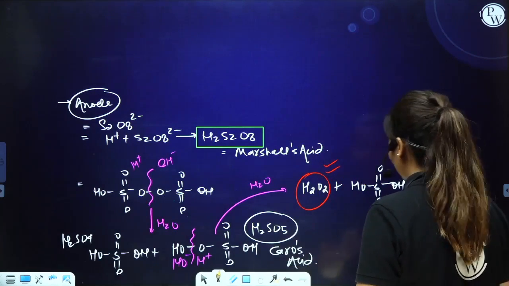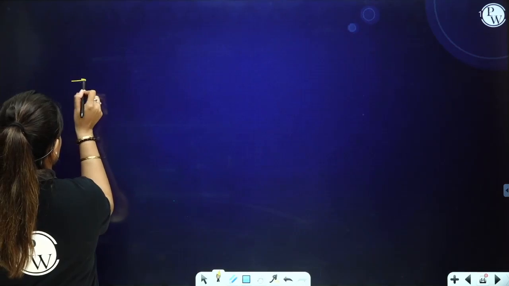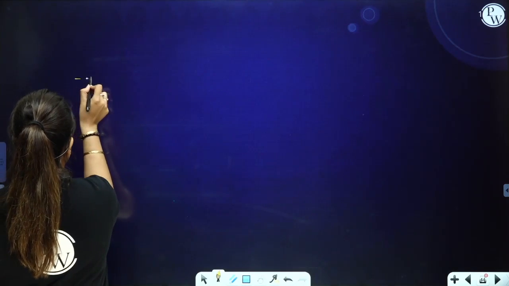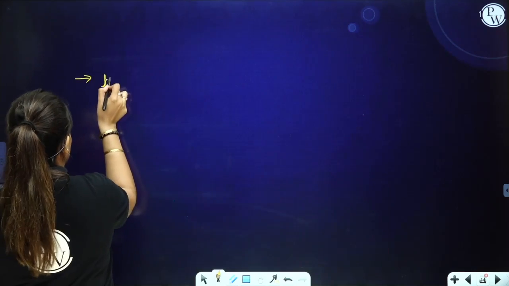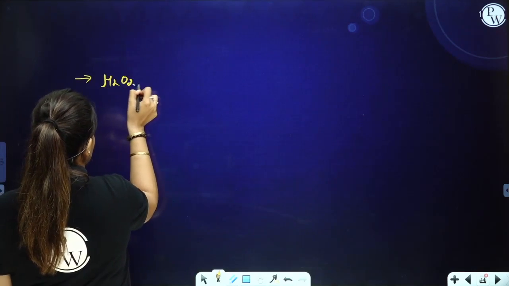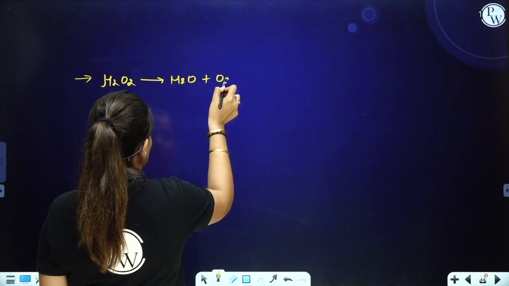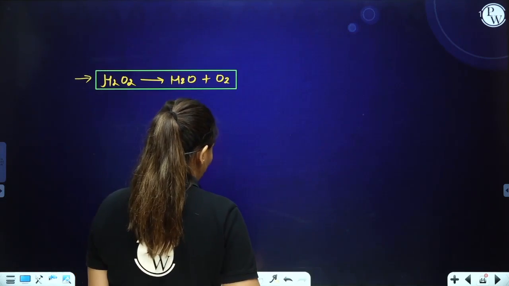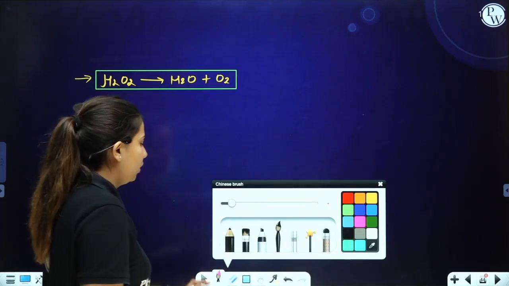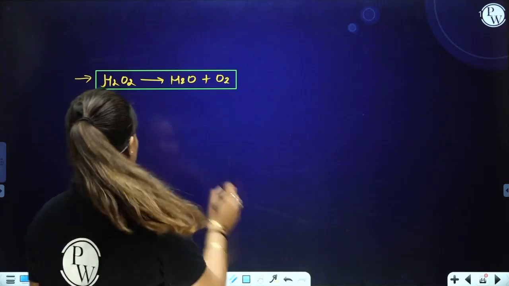Now let's move forward. Another important thing associated with H2O2 is its N factor. H2O2 actually breaks to give you H2O plus O2. Now what all processes are undergoing in this reaction?